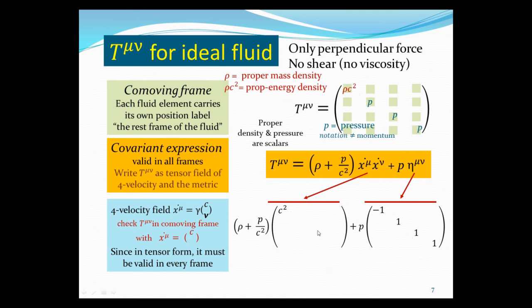And for the 1, 1, 2, 2, 3, 3 components, I only have p, because everything else is 0 here, so I can reproduce this. So this expression indeed reduces to the expression for the co-moving frame, the rest frame. But this is a tensor expression. If it's true in one frame, it's true in all frames. Therefore, this expression for the energy momentum tensor is valid for all frames because it is a tensor expression.